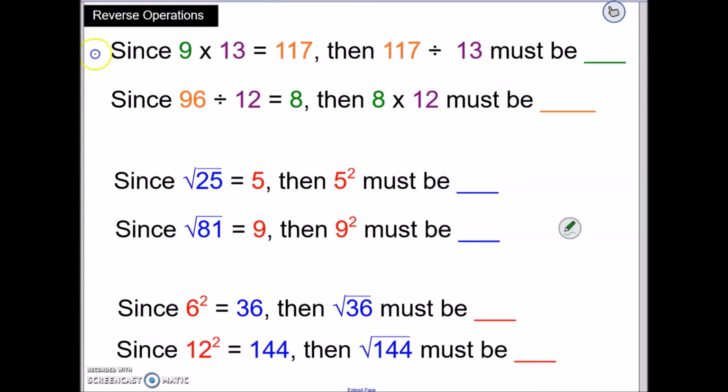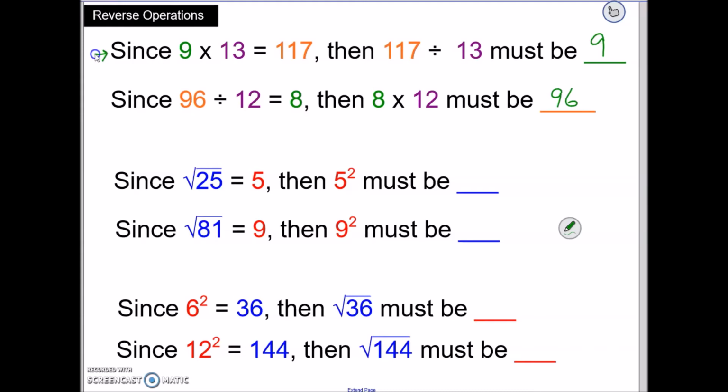For example, since we know that 9 times 13 is 117, then without plugging this into a calculator, 117 divided by 13 must bring you back down to that 9. Since 96 divided by 12 is 8, then 8 times 12 must be 96, because those are reverse operations. So there's an example of reverse operations in multiplication and division.